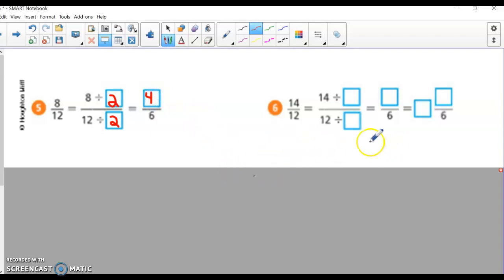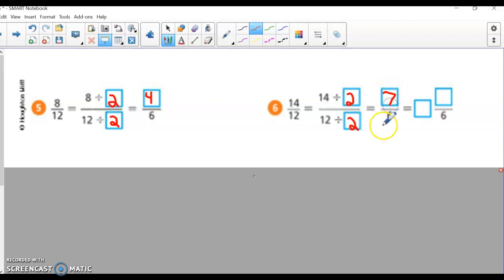Okay. Now this one looks a little more confusing, but really it's not, right? And so let's look at 14/12. We got to figure out how can we get to sixths? Well, 12 divided by what got me to 6? Or I can think of it backwards if I like working in multiplication. 6 times what gets me up to 12? Oh, 2. Well, I know then I got to do the same to the top. I'm dividing by 2. Or what times 2 gets me to 14?